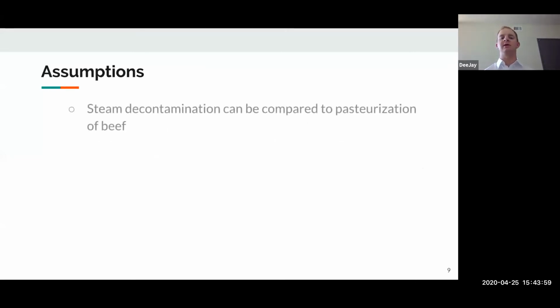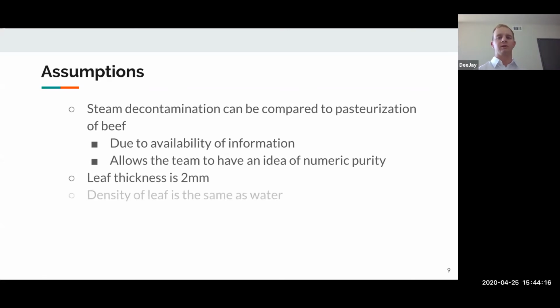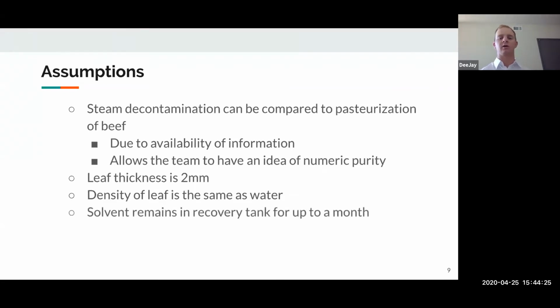Some assumptions we did make during this process, given the lack of information, was that steam decontamination of our herb is similar to the pasteurization of beef. They have to meet similar regulations as far as food and handling go. It gives us an idea of some numeric purity that we can evaluate as well. A leaf thickness of 2 millimeters was something we also assumed, which aided in our calculation. Given that the plant is very much composed of water, the density we assumed was that of water. And finally, our solvent that we recover remains in the tank for up to a month.